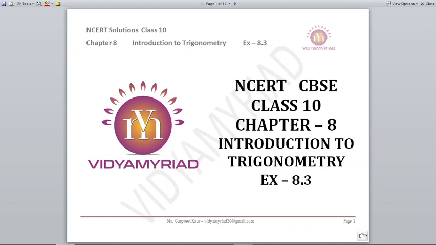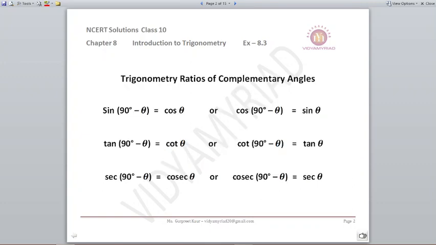This video is made for class 10 on chapter number 8, Introduction to Trigonometry, and today we are going to begin with exercise 8.3 from NCERT. Now this exercise is based on trigonometric ratios of complementary angles. So what are complementary angles? Those whose sum is 90 degrees. So 45 and 45 are complementary angles. Like that we will find out.